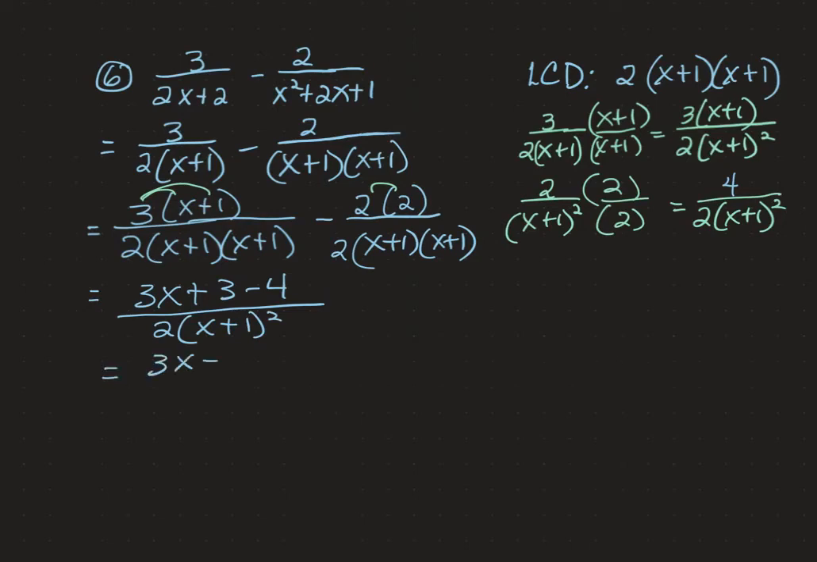I'm going to do one more thing. I'm going to combine like terms. And now that I've done that, I see that the numerator does not factor, so there is no chance for us to cancel and simplify. That is my final answer.